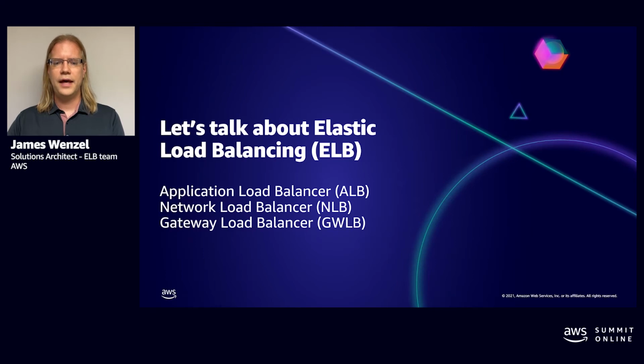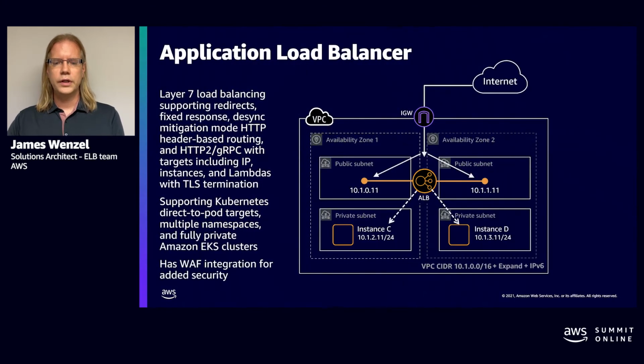So let's talk about the Application Load Balancer. An Application Load Balancer does exactly what the name suggests. It operates at layer 7. This will support any type of connectivity, even Kubernetes. You can do direct-to-pod targets. This will give you gRPC routing, HTTP2, as well as standard HTTP. You can do header-based routing, which is great.